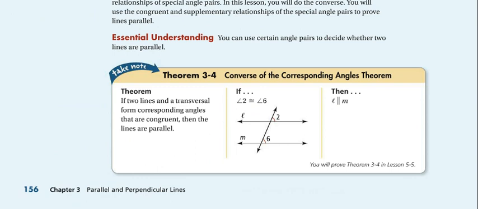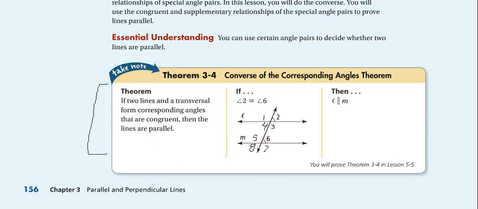Alright, so the first thing that we're going to write down is the converse of the corresponding angles theorem. We're just going to write down one picture. So draw this picture down once and label it. Label this 1, 2, label this 3, 4, 5, 6, 7, 8. So you just have to draw this picture once, and then we'll use that for there.